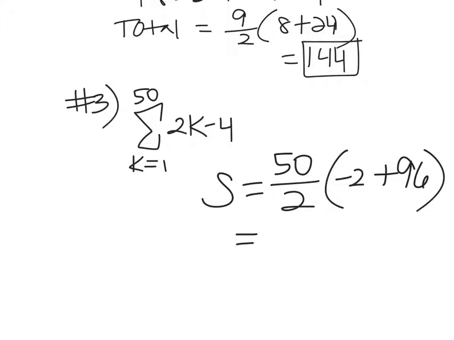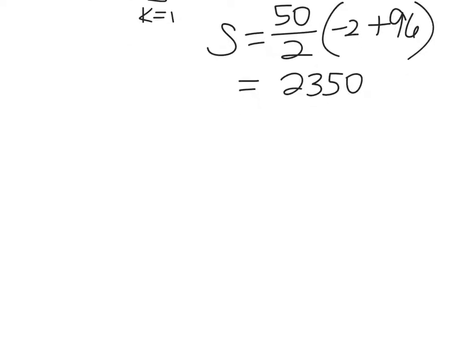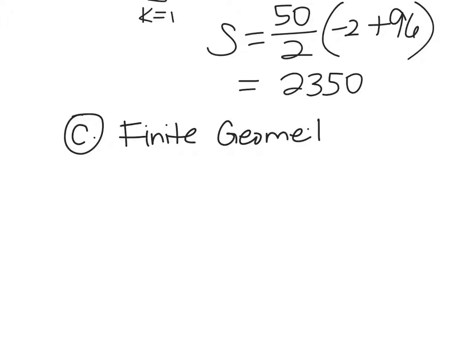And the rest is just calculator. So you go 50 over 2, so 25 times -2 plus 96. And that gives you 2350. Your calculator will tell you that also. Okay. And finally, the last part is a finite geometric sum. Did you know that was coming? No? Yeah? Finite geometric sum.